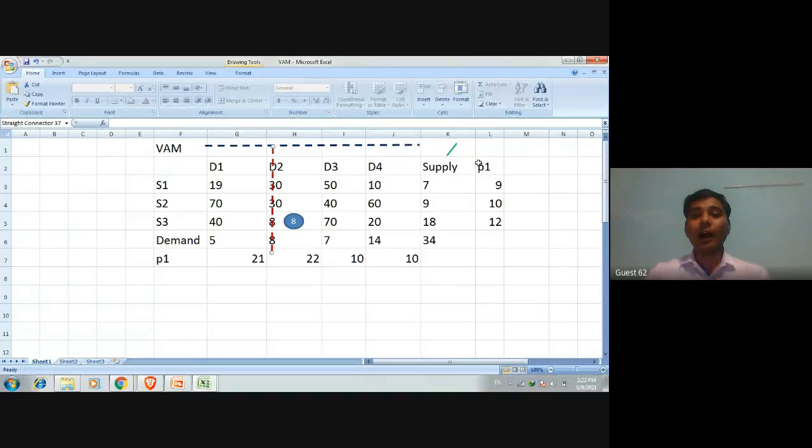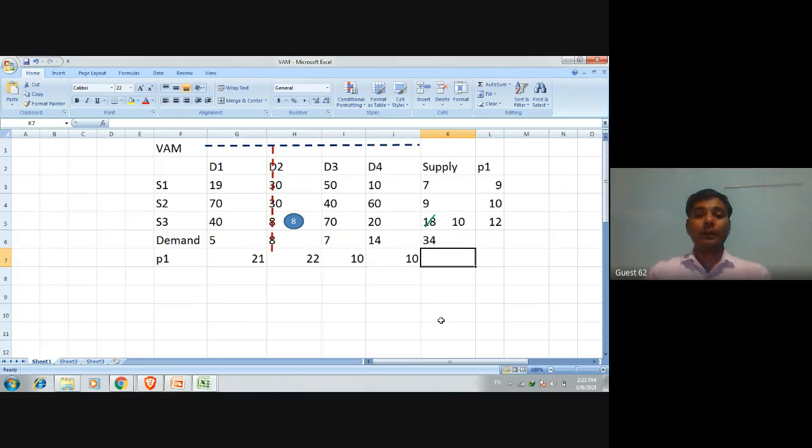But how many quantities are left with plant S3? Because it has supplied 8 units to D2, and its capacity was 18 units, we will reduce the 8 from the 18. So how many units will be left? That is 10 units. 10 units are left.